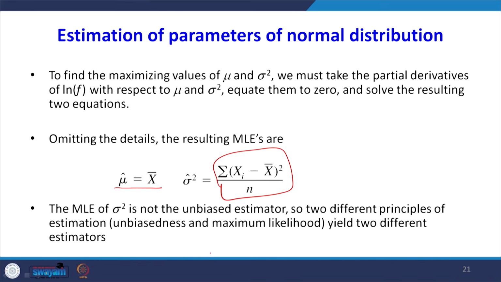But one point you should be very careful about: the maximum likelihood estimate of sigma square is not an unbiased estimator. Actually, we should look for an unbiased estimator, but here it is not unbiased. So, two different principles of estimation, unbiased and maximum likelihood, yield two different estimators.